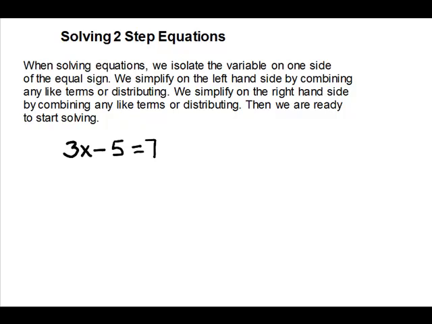Let's look at this problem. 3x minus 5 equals 7. This problem is already simplified. Notice there are no like terms on the left-hand side. There are no like terms on the right-hand side. So we're ready to start solving.